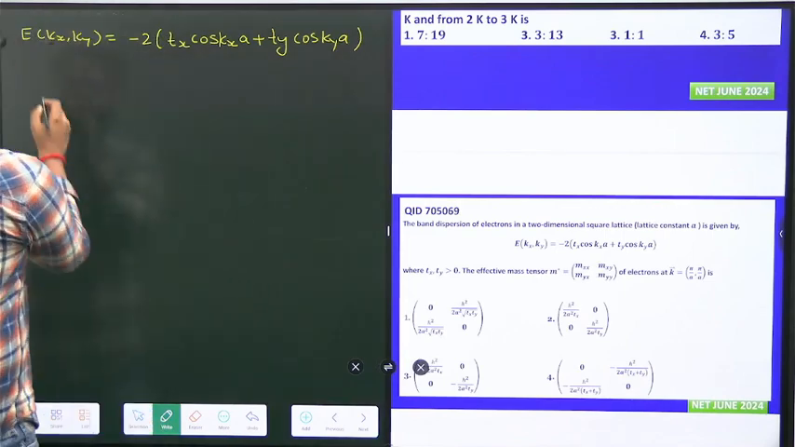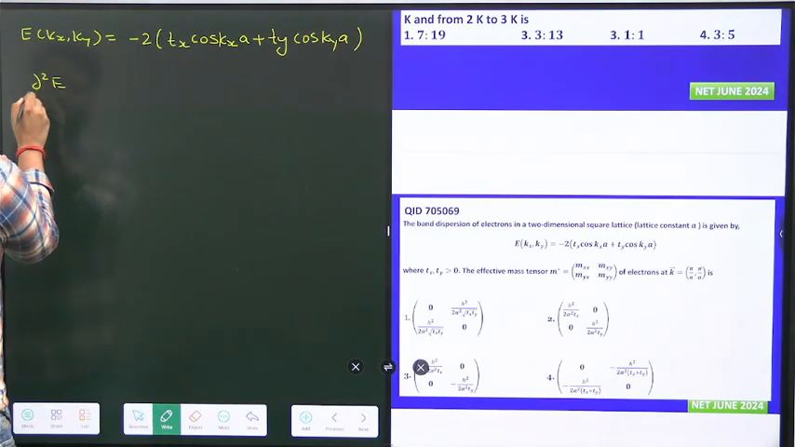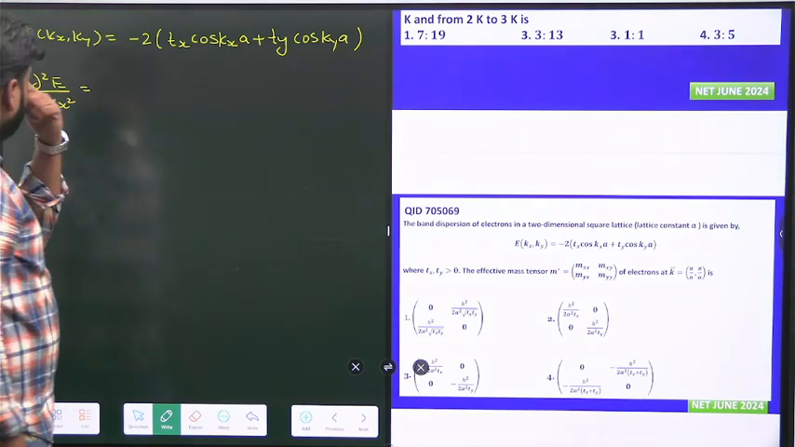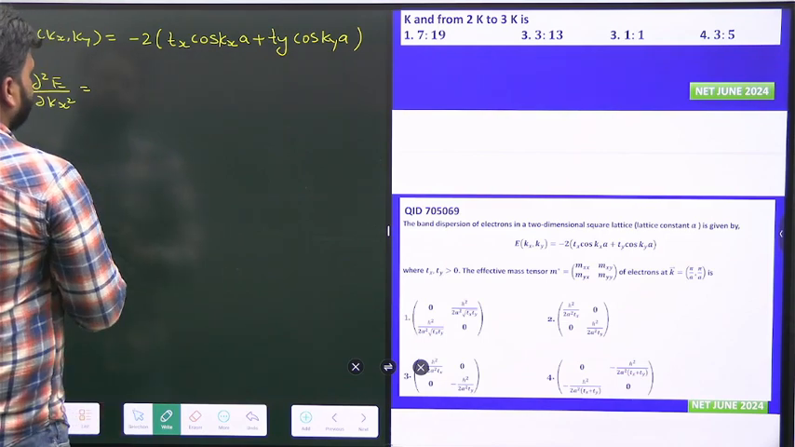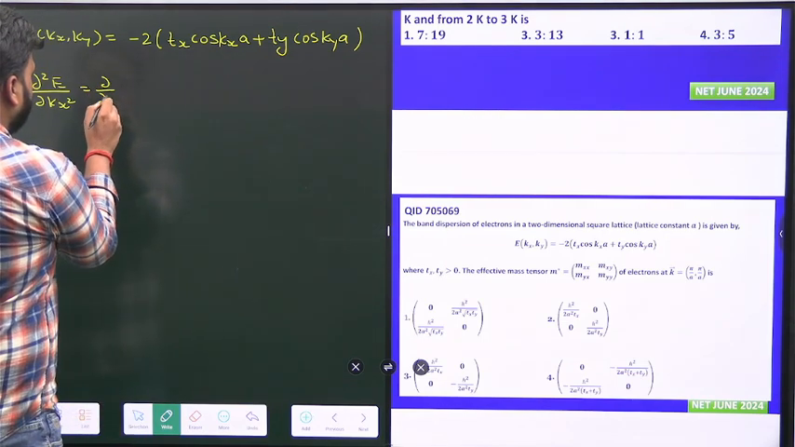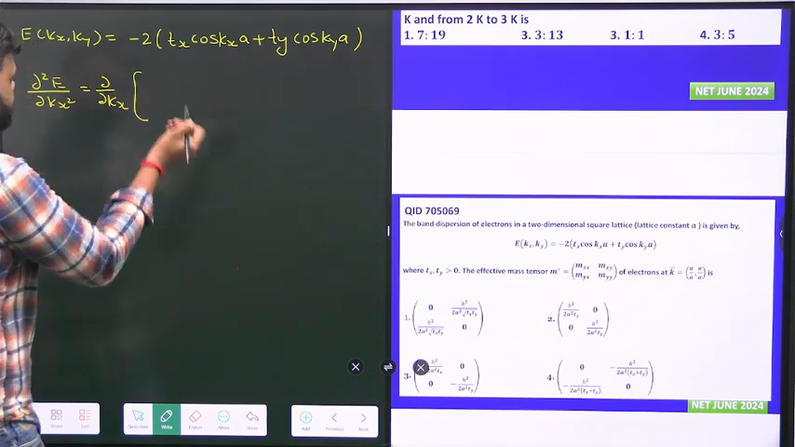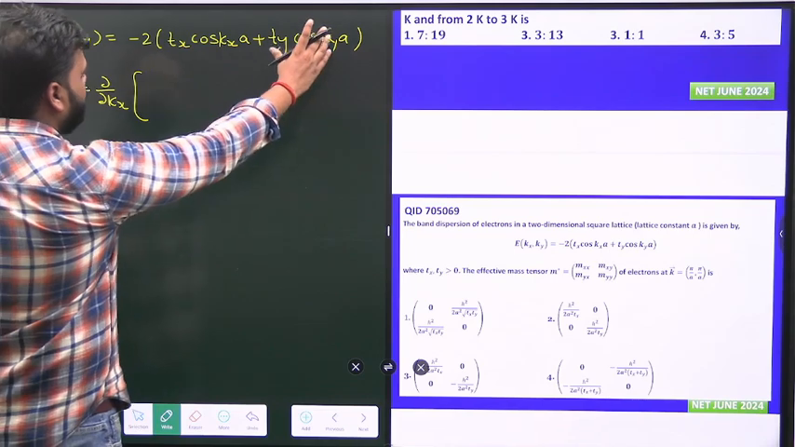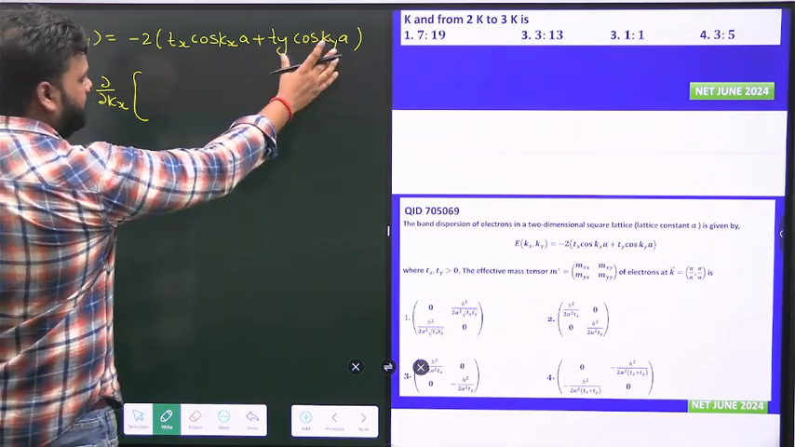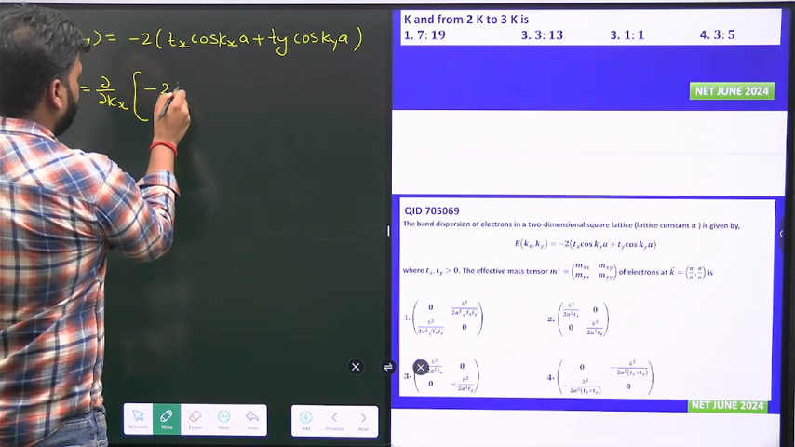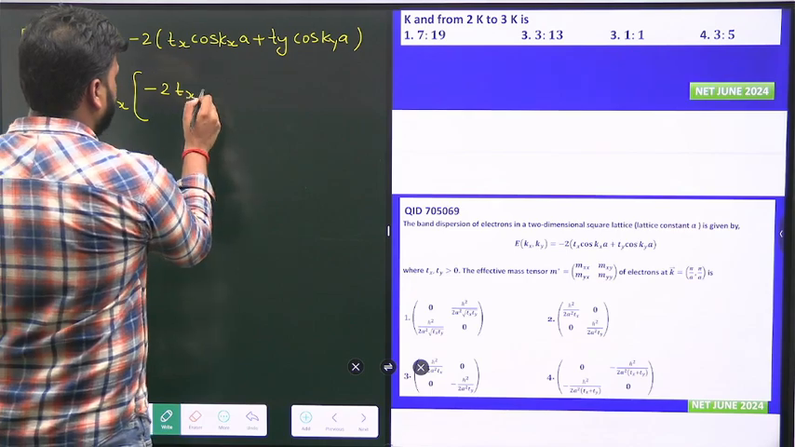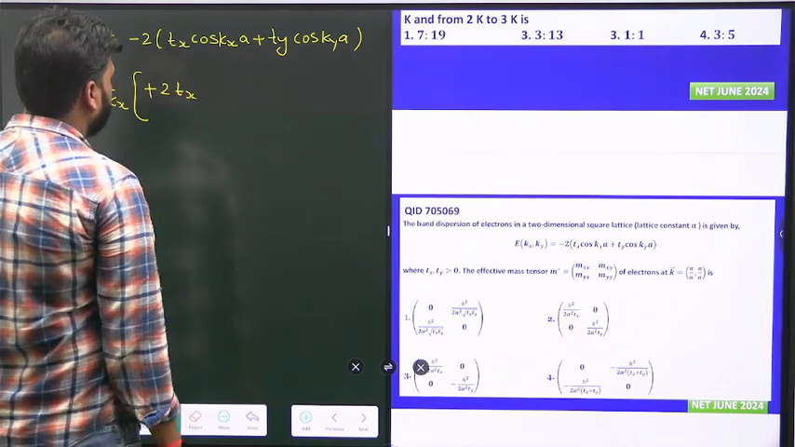Now let's find out one by one all the derivative parts. First we have to find del 2E over del kx squared. So first we find del E by del kx, and then we will differentiate once again. After the first differentiation with respect to kx, the ty term will be 0, and the other term will give minus 2 tx, and the differentiation of cos x will be minus sin x. This minus and this minus will become plus.